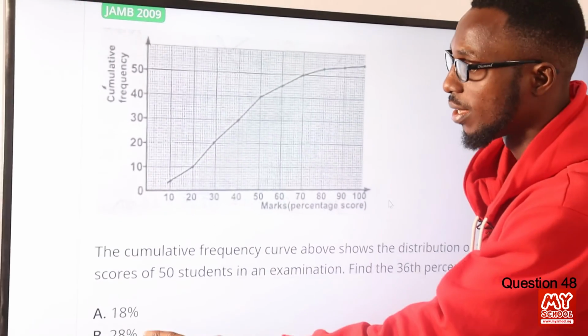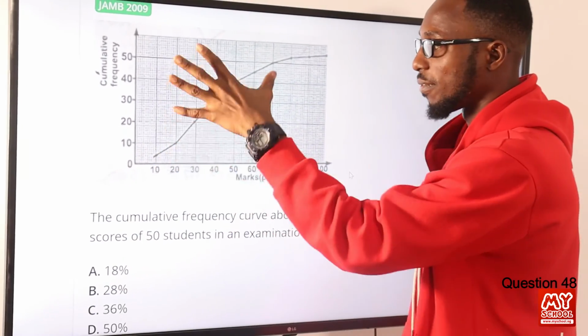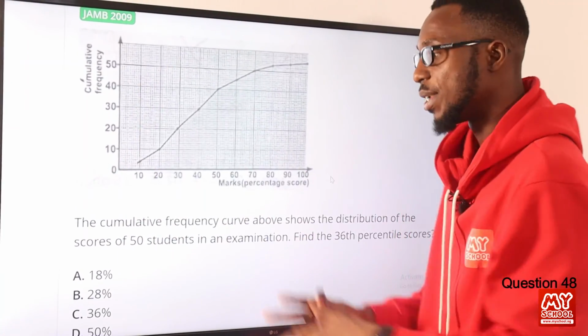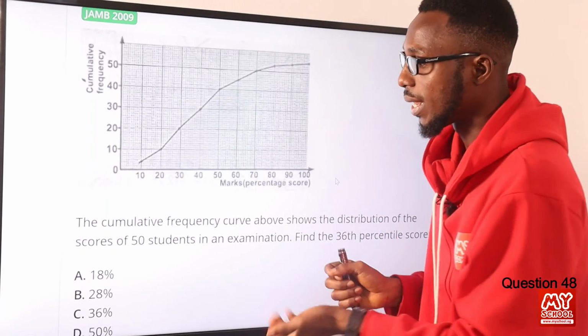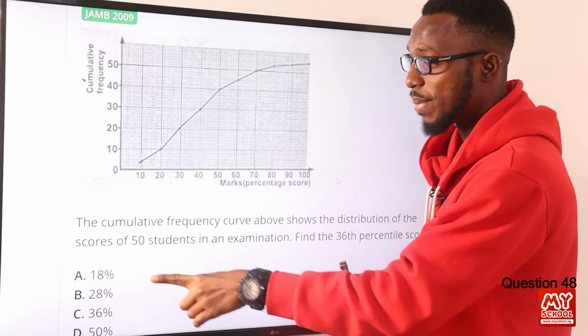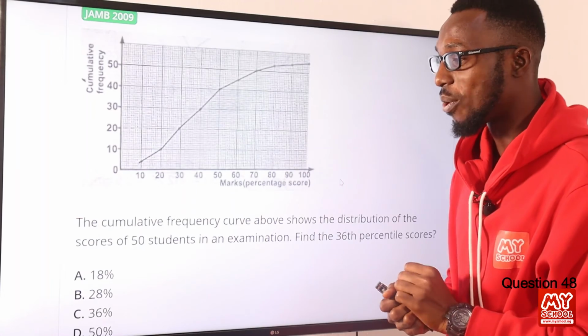We have option B. Because we can't actually do this exactly, because of the nature of the image display, we can just assume the closest or the safest value. And that is option B, 28%. So 28% is the correct option.